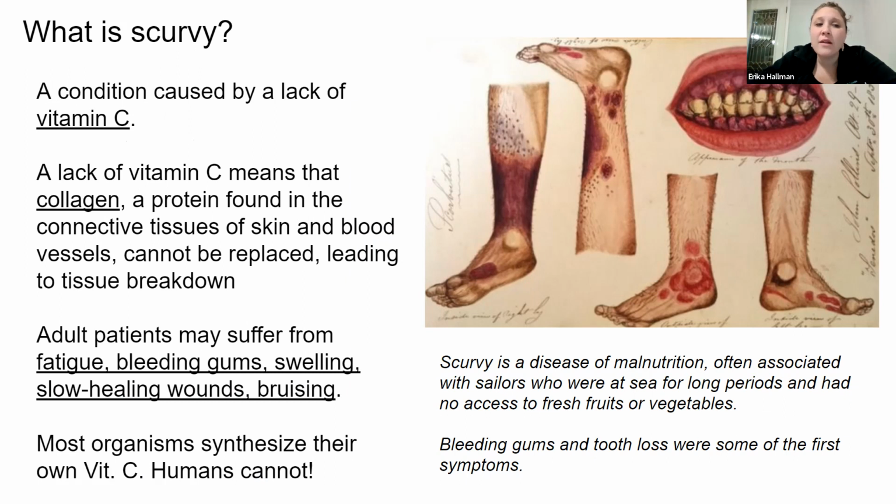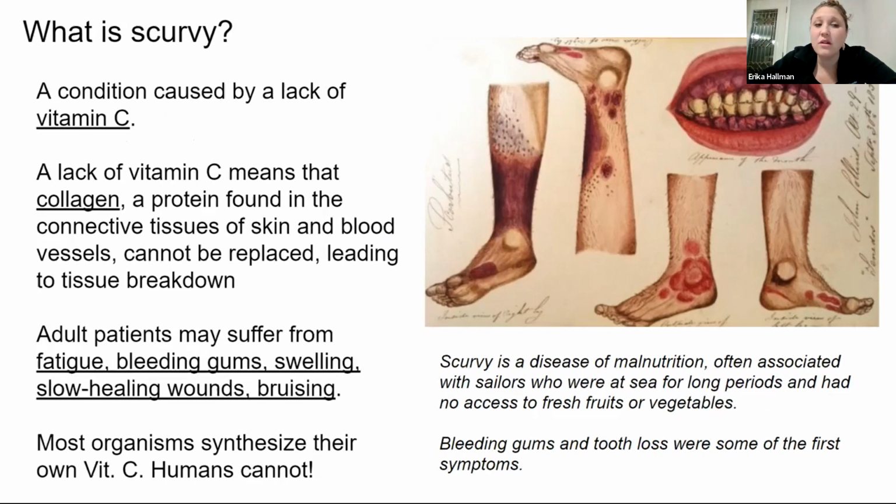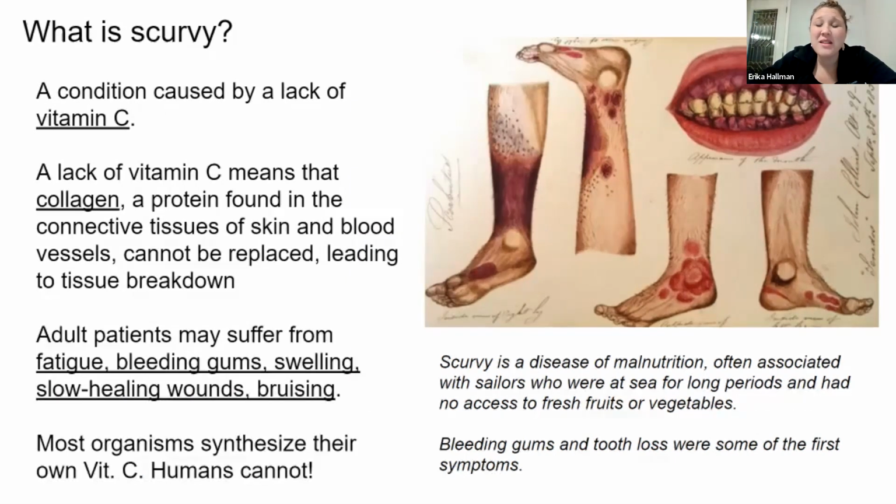If you lack vitamin C, it means that we can't produce a really important protein for connective tissues called collagen. And what that means is that all of the connective tissues in your gums, your ankles, your feet, your extremities would start to break down. So their extremities would get black blisters and sores.